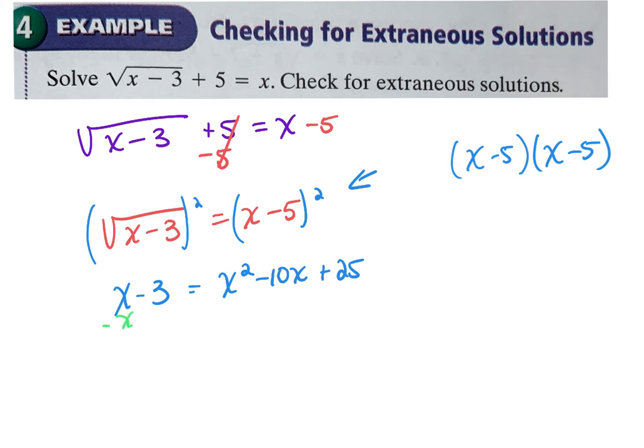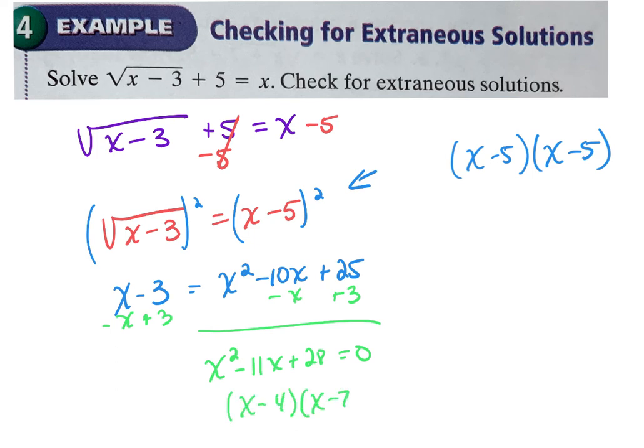So I'm going to subtract my x. Make sure you subtract it from the like term. I'm going to add my 3. So I'm going to get x squared minus 11x plus 28 equals 0. That is very easily factorable, is it not? Yes, no, maybe? Yeah, factors of 28 that add up to 11 are 4 and 7. So I have x minus 4, x minus 7 equals 0.